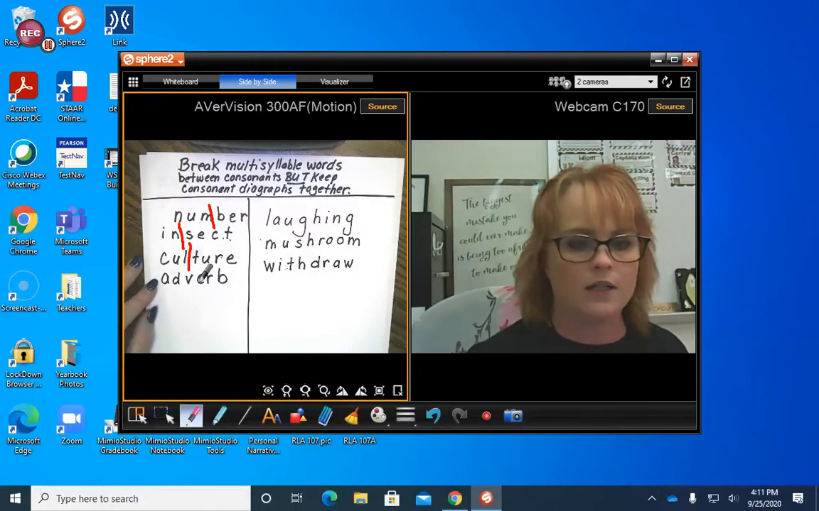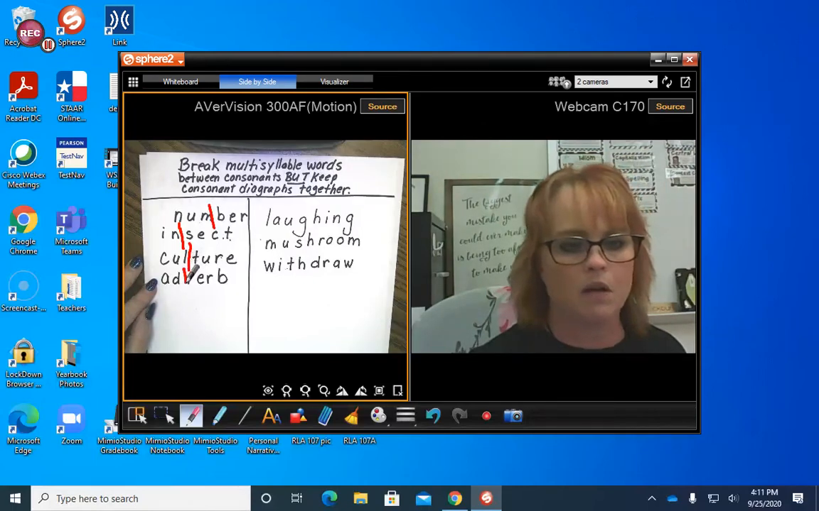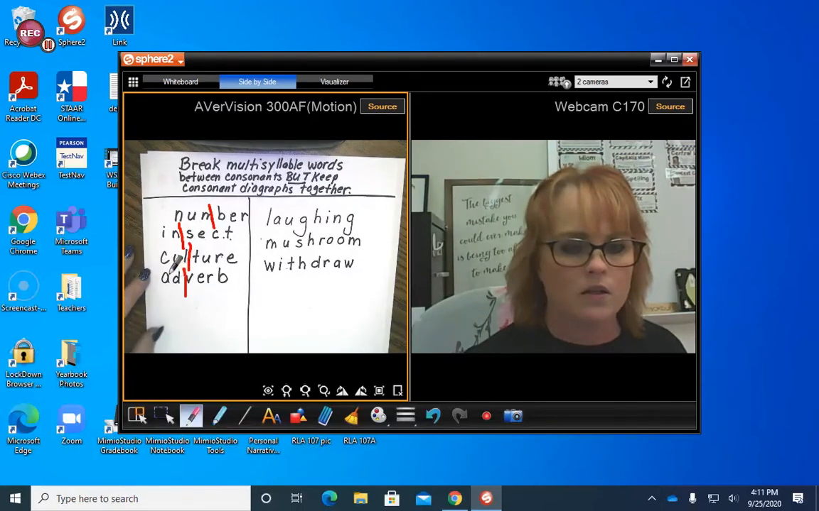Look for the two consonants in the middle. We have a D and a V. Split it right in between them. So this will be our first syllable, add, and then our second syllable, verb. Add, verb, adverb. Two syllables again.